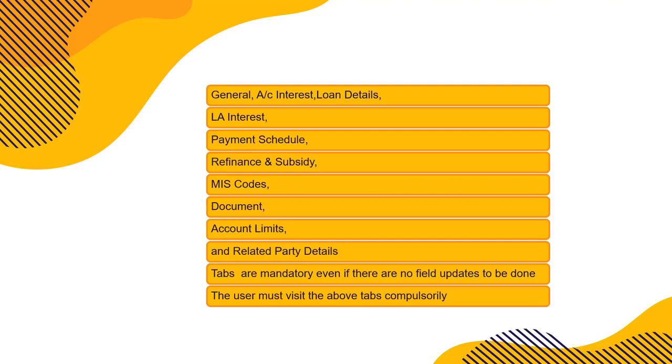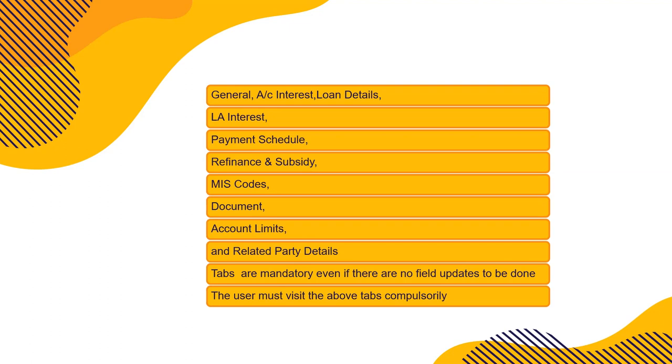And what all documents have you taken? You can scan them if a scanner is available, so that creates an online storage of the documents. Then there is the sanction limit, account limits and related party details. If there is more than one joint account holder in the account, we can enter their related party details also. He can be a customer of the bank or not.